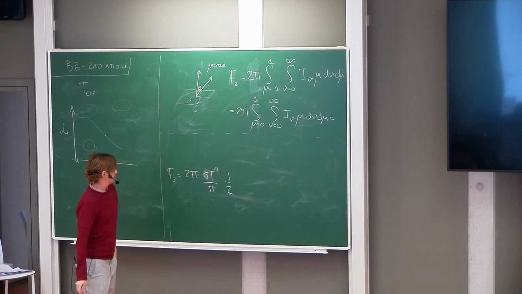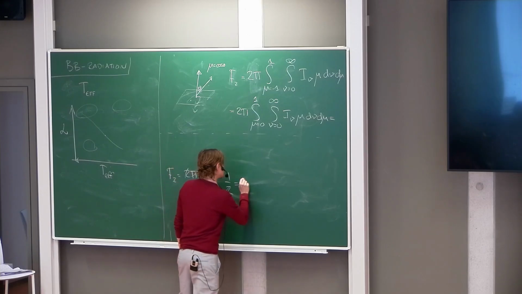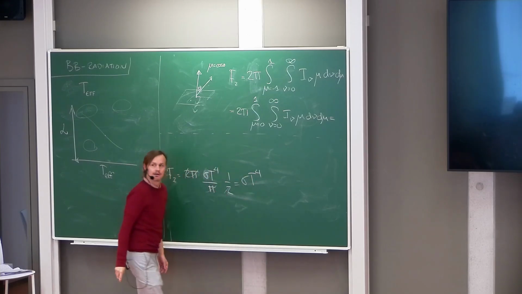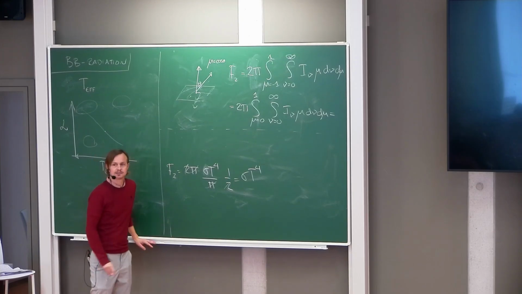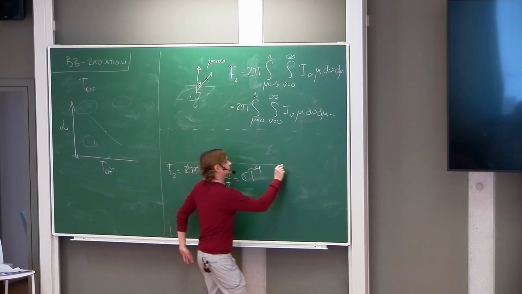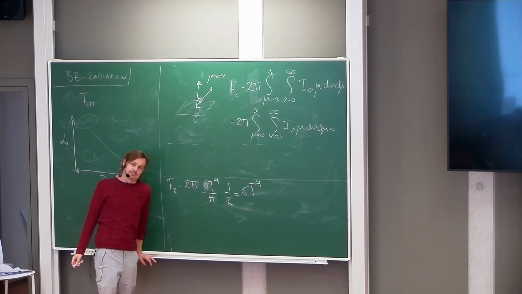Okay? So what you can see happen now is that these cancel. This is just sigma T^4, in the case of a black body. And that's where the definition of T_eff actually comes from.